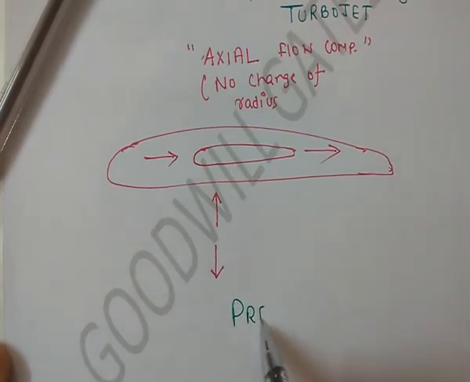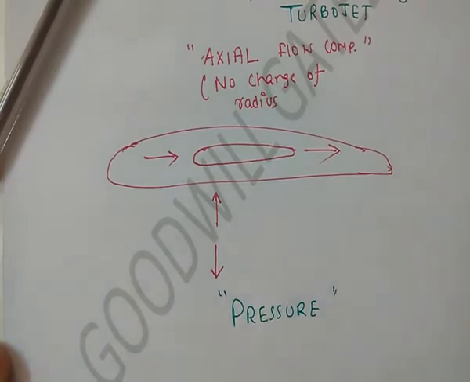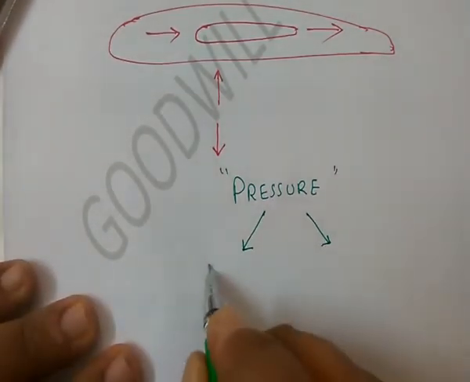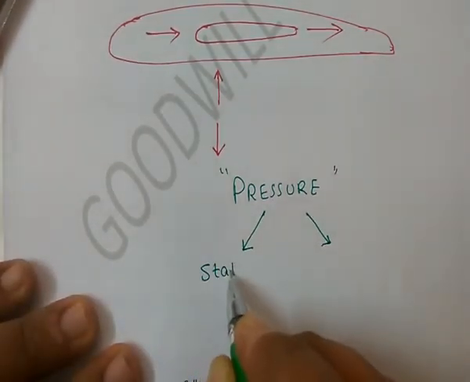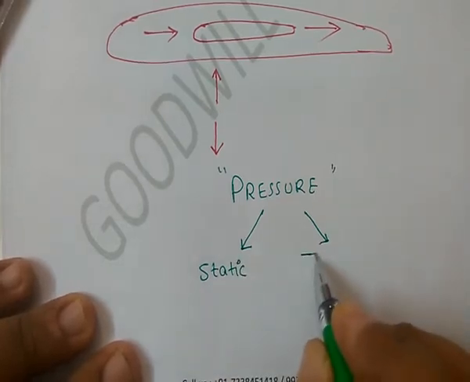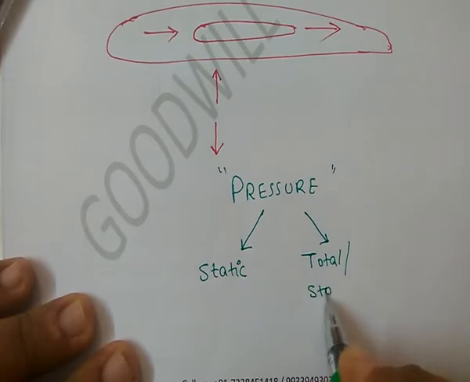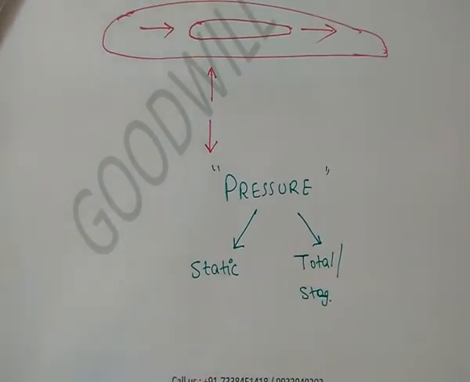Alright, this is very important, which is the next topic I'm saying. So your motive is to increase pressure. Now it can be static pressure and it can be total or stagnation pressure. What is the difference between static and stagnation properties?